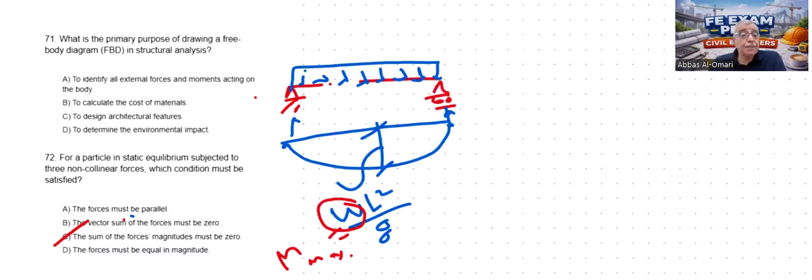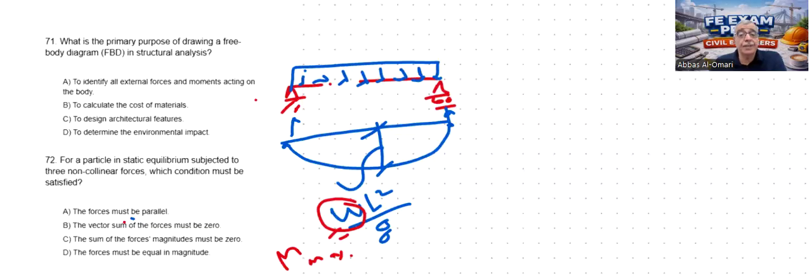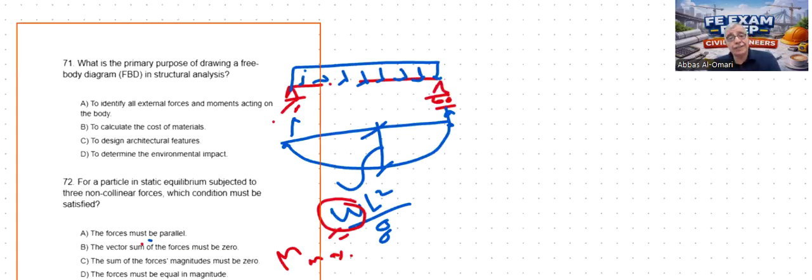What is the primary purpose of drawing a free body diagram in a structural analysis? So why do we draw a free body diagram in structural analysis? We draw it to identify all the forces acting on an object and their point of application. And this will help us solve the problem at hand, whether it is static or dynamic.